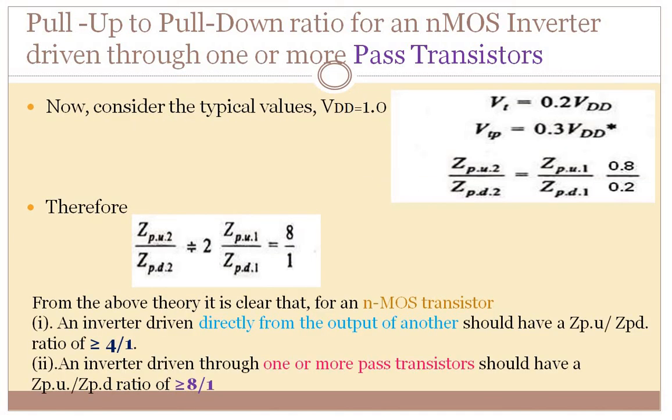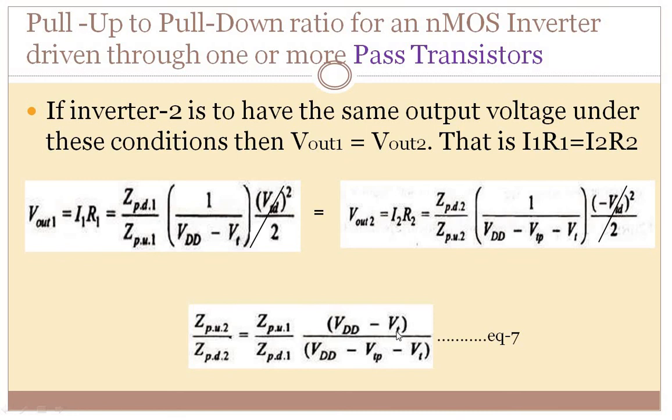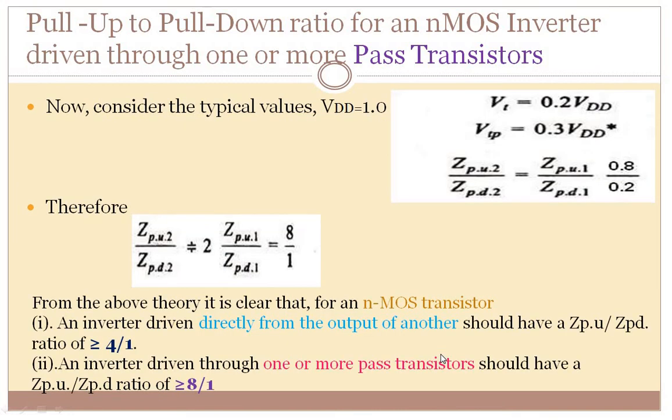Correct? Now, as we said, we have to get the ratio of the nMOS inverter which is driven through one or more pass transistors. To get that, we substitute some typical values. VDD is equal to 1.0, VT the threshold voltage is 0.2 VDD, and the threshold voltage of your pass transistors is 0.3 VDD. Substitute these values: VDD is 1 minus threshold voltage 0.2, divided by 1 minus 0.3 minus 0.2. Then you will get the answer as 0.8 divided by 0.2.